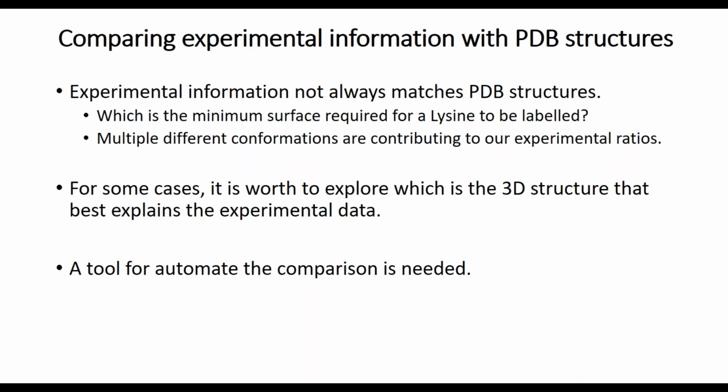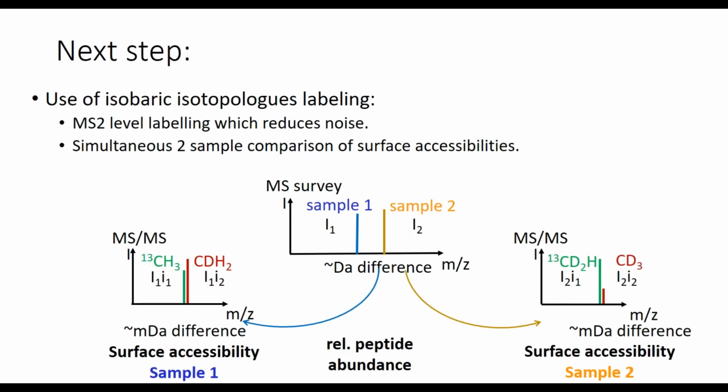And then multiple different conformations are contributing to our experimental ratio. So we have to take into account all these cases. So for some cases, it is worth exploring which is the 3D structure that best explains the experimental data. And we developed this tool for automating the comparison of this experimental data and 3D structure data. This is the next step.